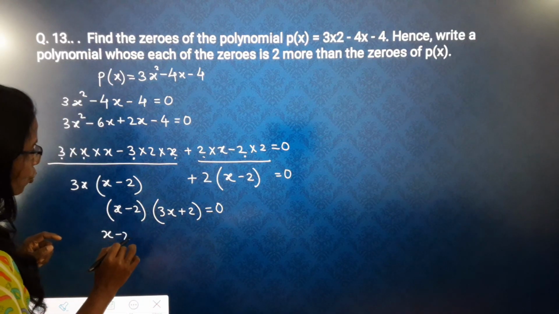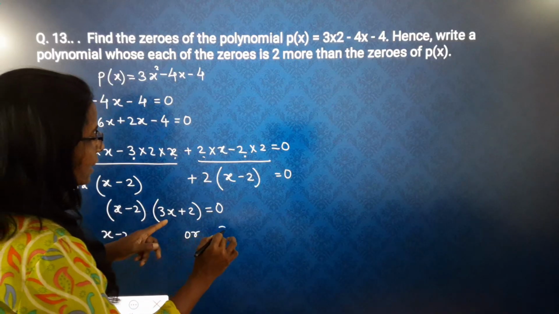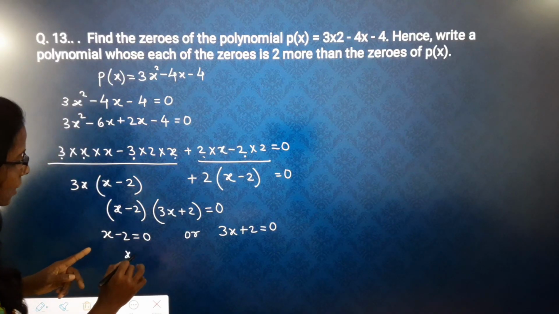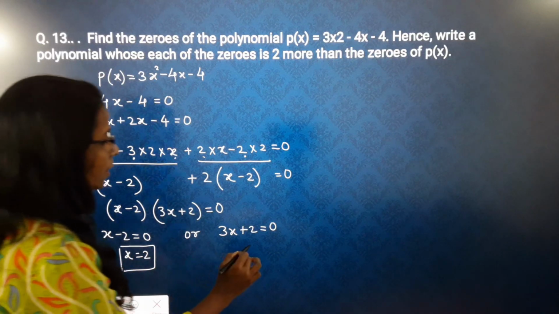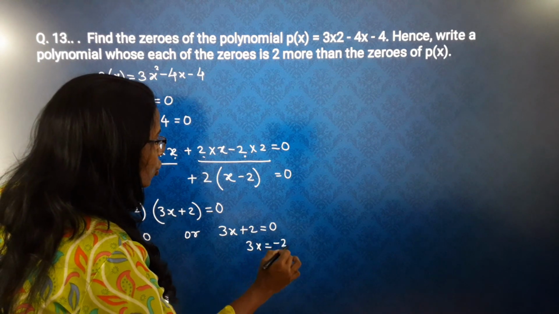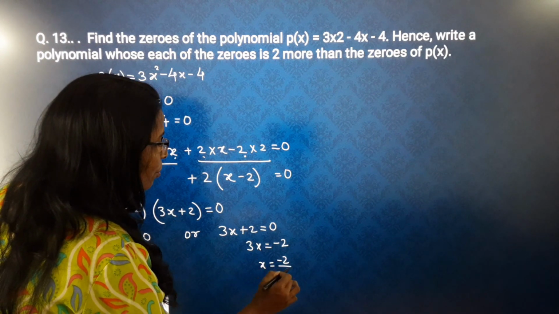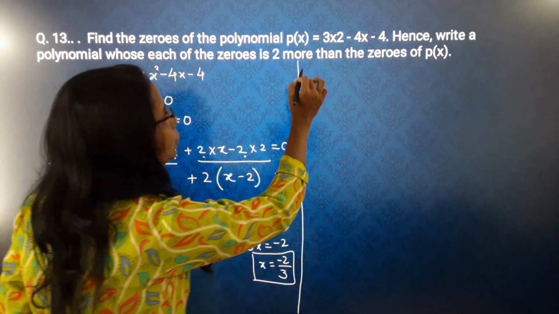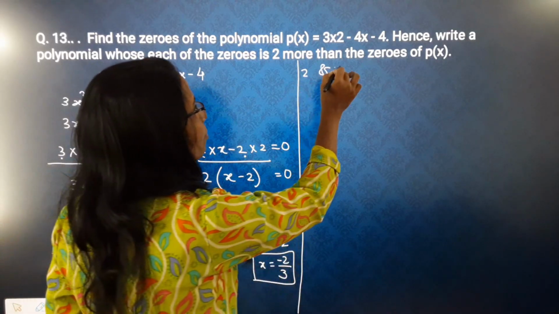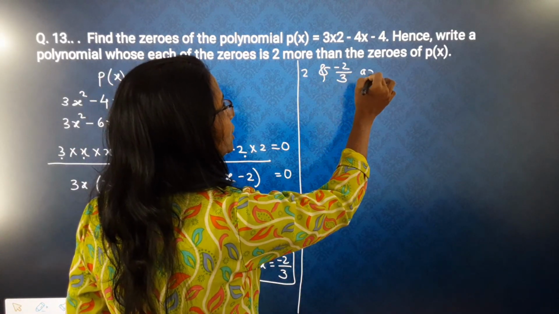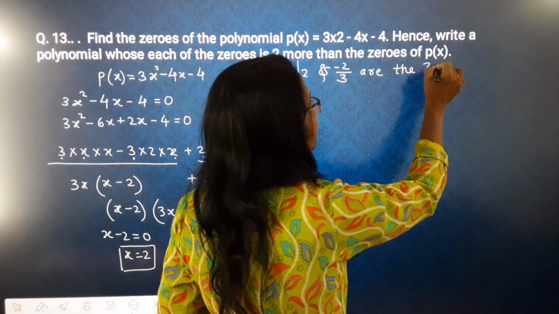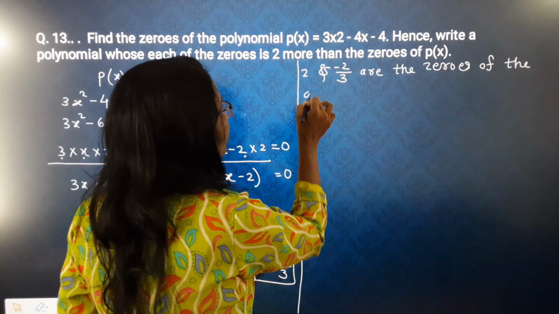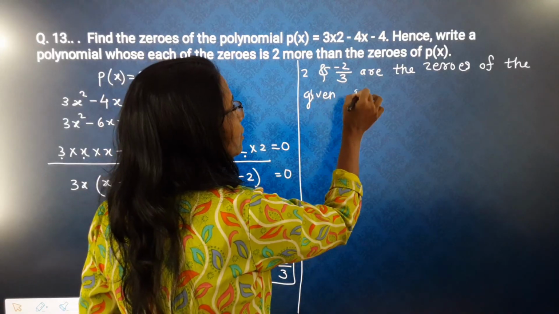That means x minus 2 is equal to 0, or we can say the second bracket 3x plus 2 is equal to 0, students. So x is equal to 2 and 3x is equal to minus 2. So x is equal to minus 2 upon 3. So now we can say that 2 and minus 2 upon 3 are the zeros of the given polynomial.